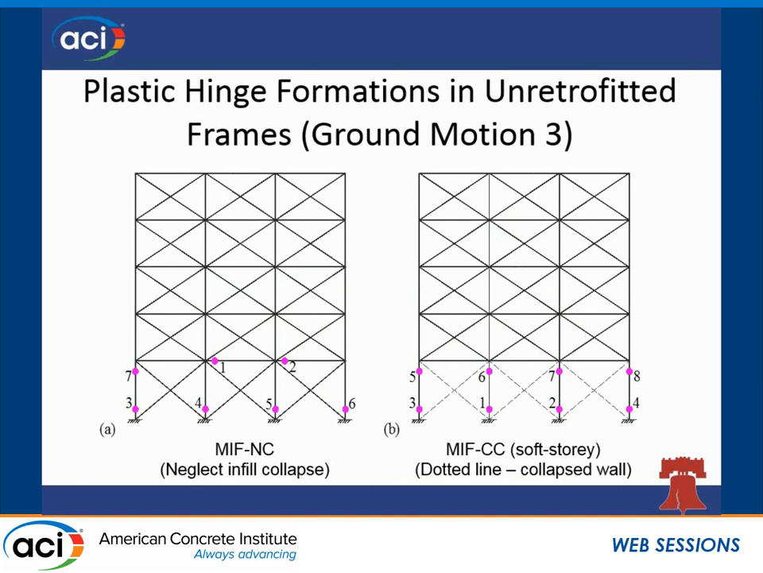So this first frame here, where masonry is only provided to the first floor, and if we're neglecting the infill collapse, then we can see the progressive formation of hinges, where we have hinges forming on these beams, then columns.